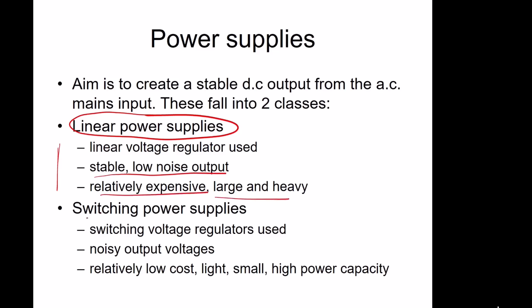On the other hand, switching power supplies are a lot cheaper, low cost, light, and have a higher capacity. The downside being they have a noisier output voltage. And these switching power supplies would be the type of power supplies you find in your typical consumer electronics. So for example, your PC, your DVD player, your washing machine, etc.